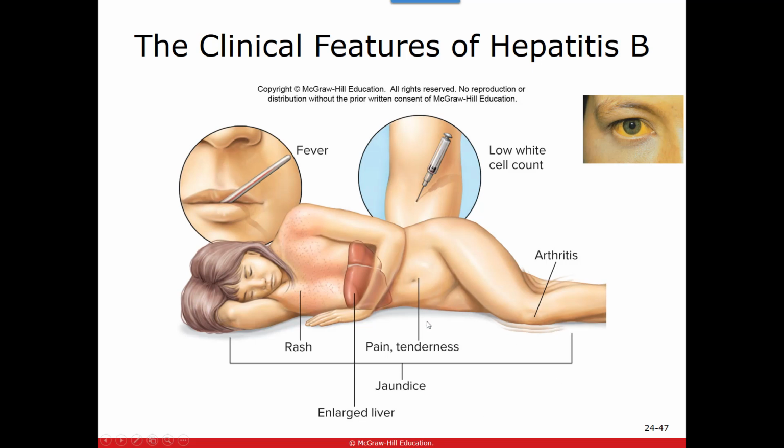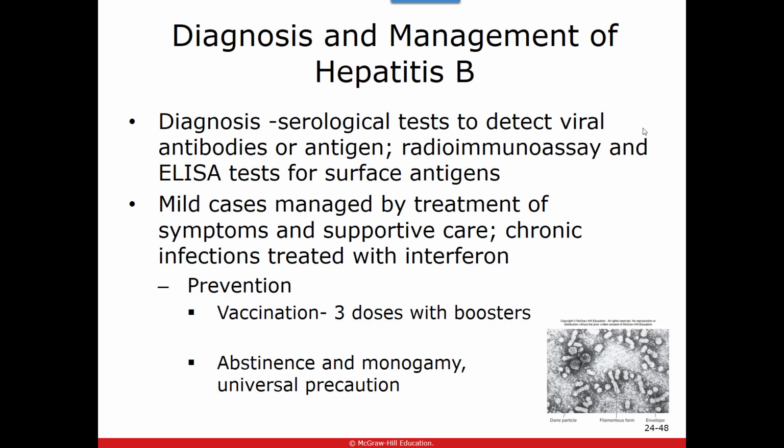Now, diagnosing it, there are some antibody tests that we can do. Otherwise, a lot of times they're looking for what's known as Dane particles. It's a very unique shape to this virus that they're looking for. Treating it, well, most treatment is just treating the symptoms with supportive care. If you've got a fever, take something for the fever. If you're inflamed, take something for inflammation. Chronic infections might be treated with an interferon to stop the spreading of the virus. But the best bet is just not to get it in the first place.